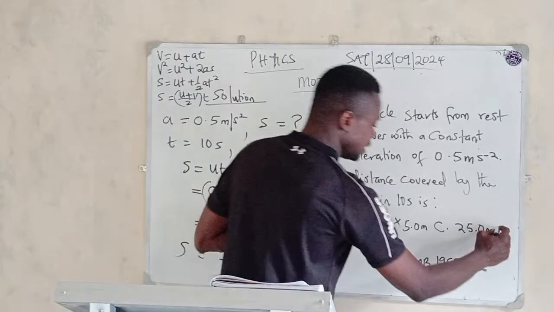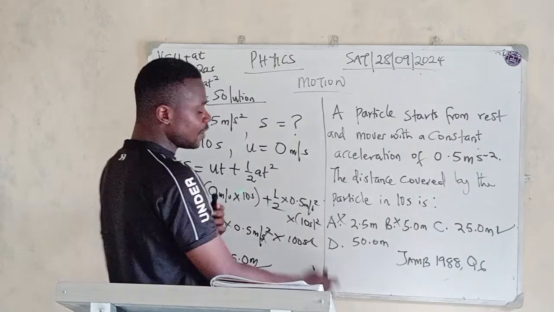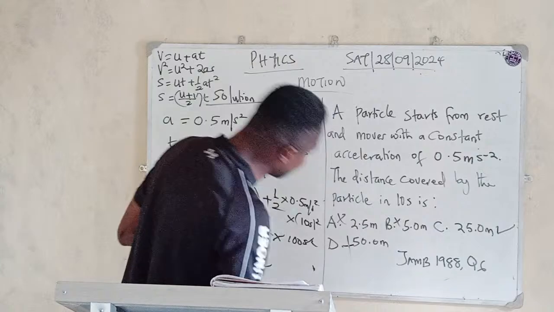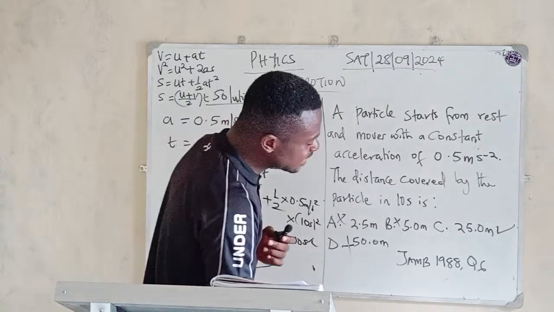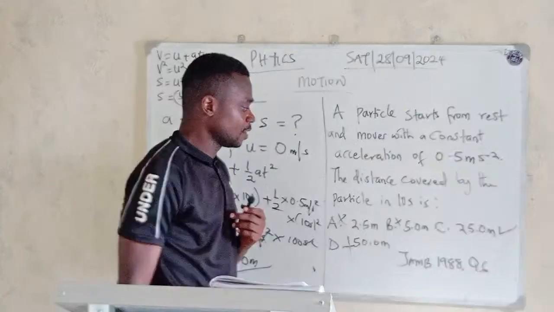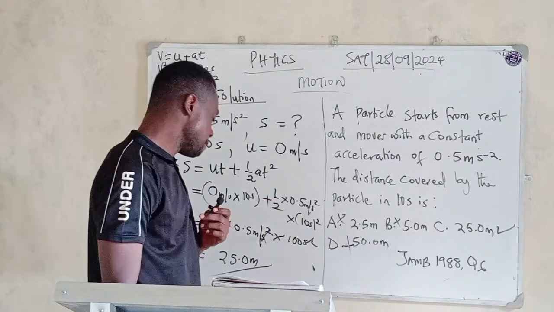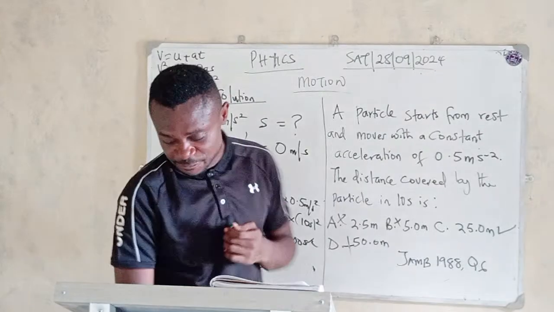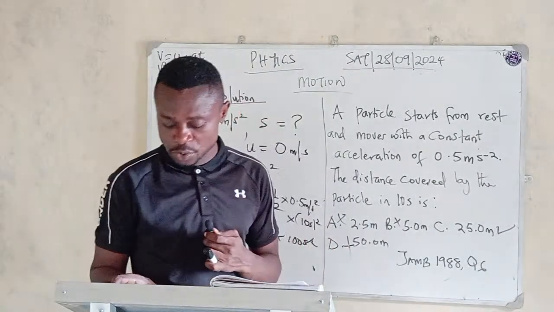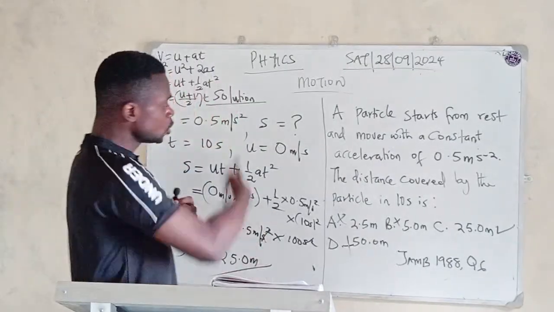But let's look at option D. Option D says 50.0 meters is not the answer. So the answer to JAMB Physics 1988 question 6 is C, 25.0 meters. So I'll give us like 2 minutes to look at the questions again, look at what we solved.